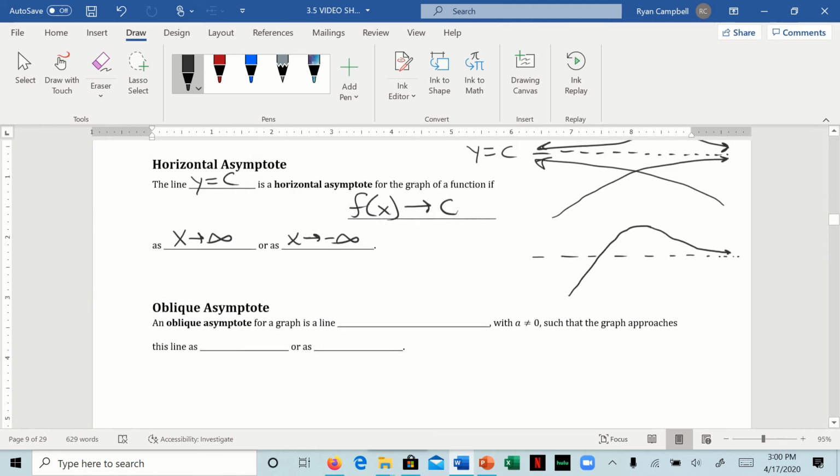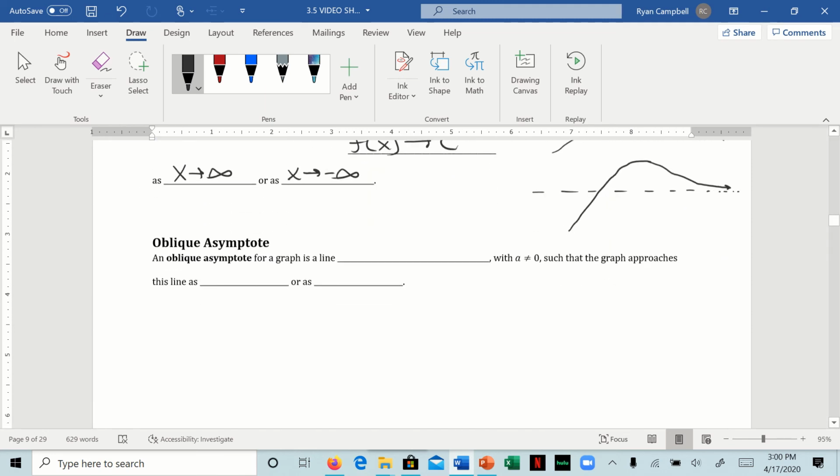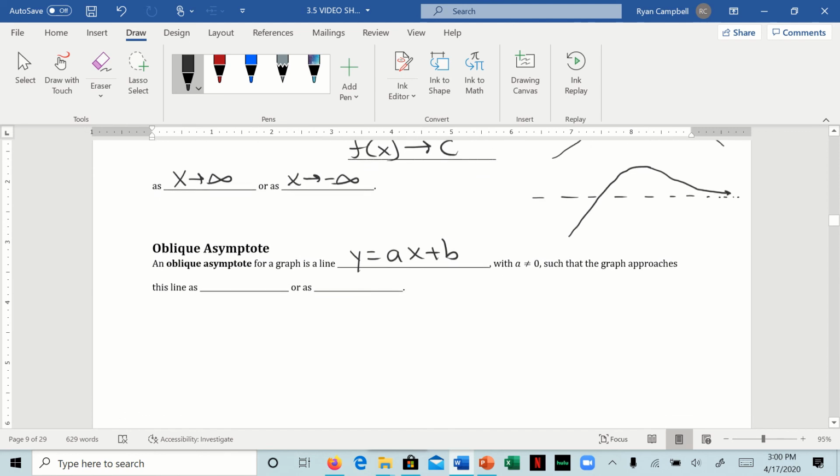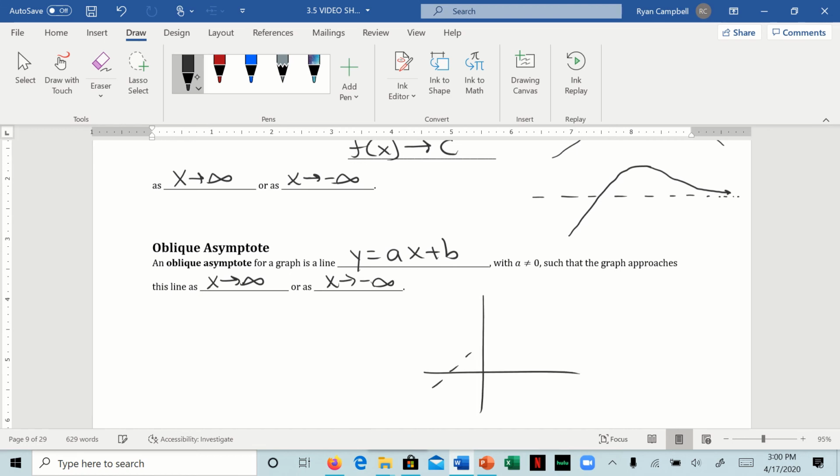And like I said, we'll see some examples like that. An oblique asymptote is a line. So basically, it's going to be a line that's not vertical or horizontal. So it's just going to be y equals ax plus b, where it approaches this line as x approaches infinity or negative infinity. So if it looks something like this, as x gets bigger, the y value is going to get closer and closer to this line. Or if it's negative, it gets closer and closer to the line.